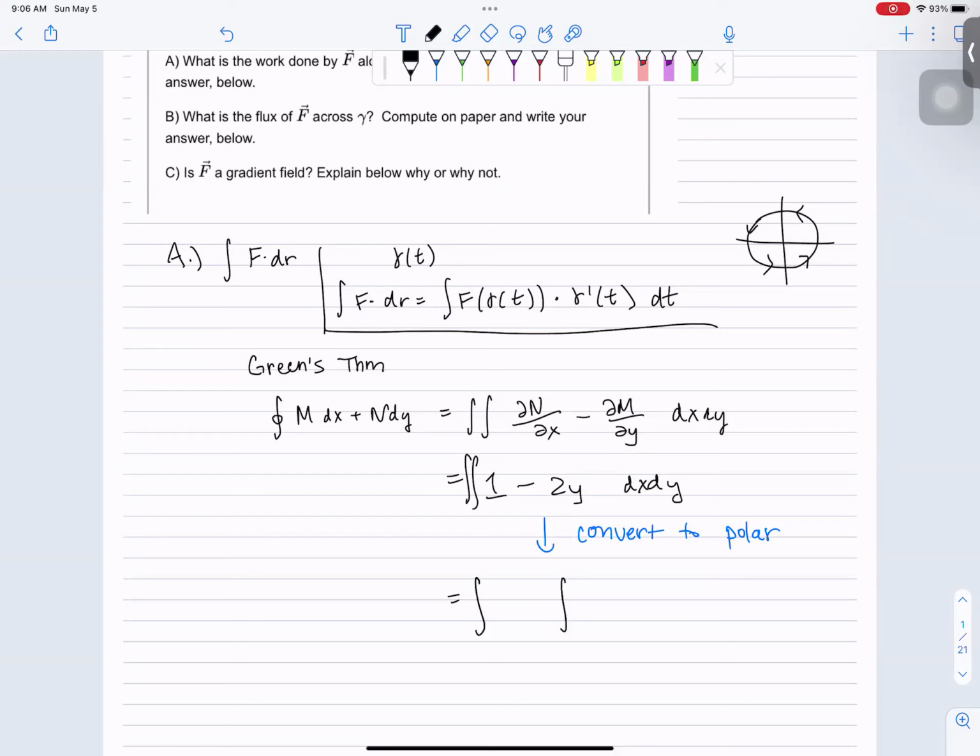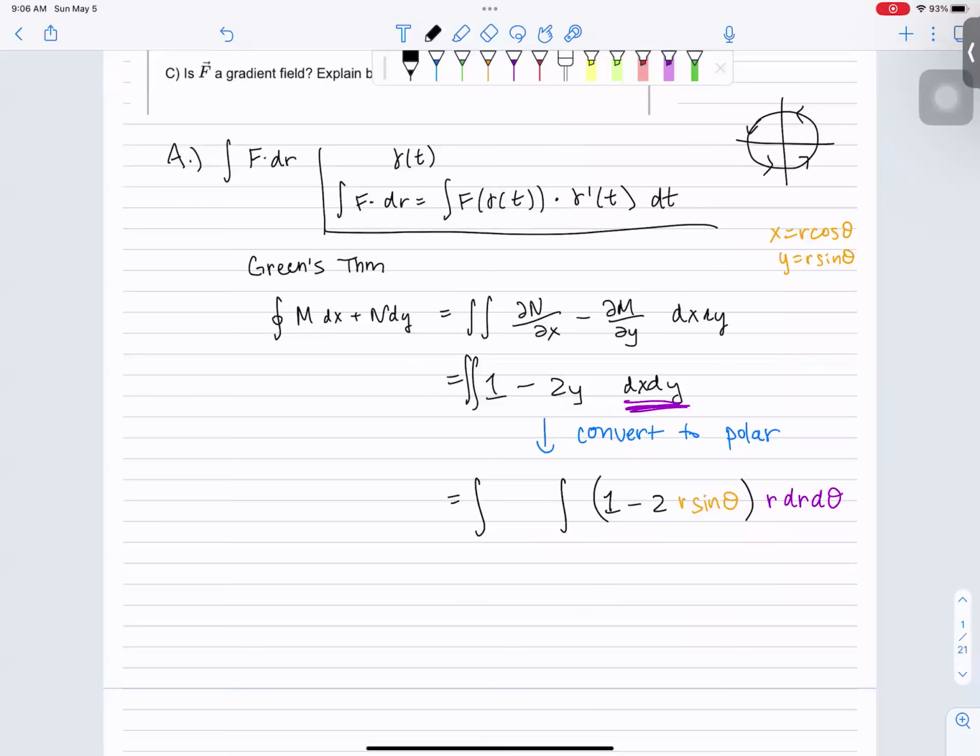So I have to convert everything in the integrand to polar coordinates. In polar coordinates, what are the conversions? x is r cosine theta, y is r sine theta, right? So in my integrand, I have 1 minus 2 times y, which is r sine theta. That's my integrand. Then my differential also becomes r dr d theta. You want to be careful that this is all in parentheses, so that the r distributes.